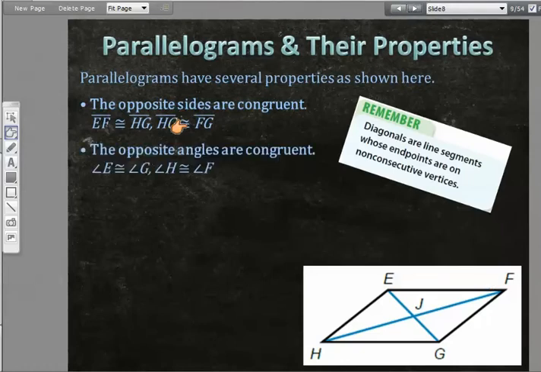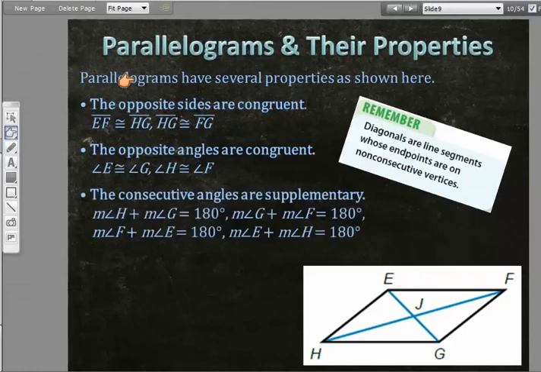Now on this one, I have to have it on the pointer. There it goes. Okay, the opposite angles are congruent. So if you look right here, let me get my pointer back. You've got angle E right here is going to be congruent to angle G. And then you got angle H is congruent to angle F.